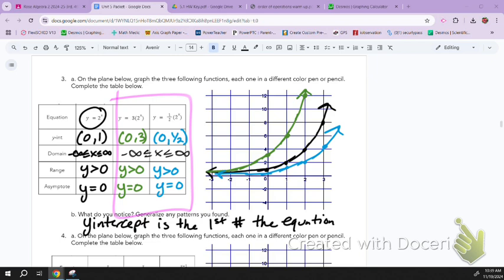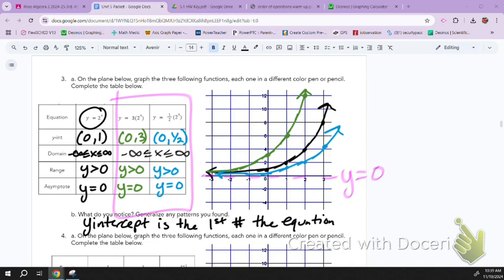Which one's growing the fastest? The second one? Yeah, it's growing faster. It's more steep. We still have the same domain and range. We still have the same asymptote. It's not going to go below y equals 0. And I'm going to add the asymptote with a dashed line on this graph and highlighter. This is my asymptote, y equals 0. It won't go below that line.